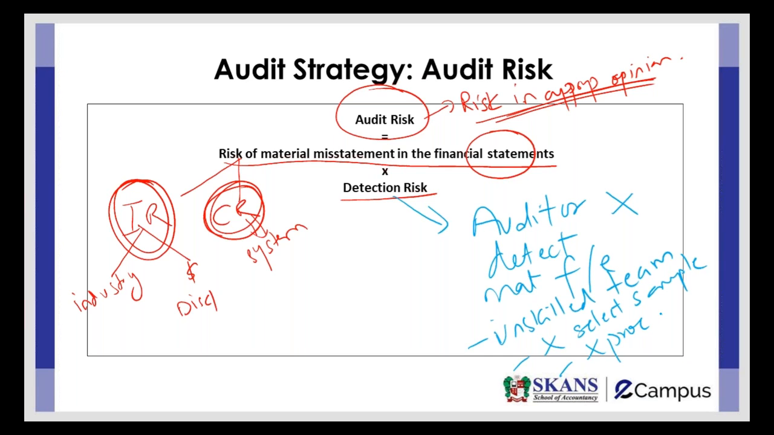So if I simplify this for you, audit risk is the risk that I might give an incorrect opinion. I could give an incorrect opinion because of inherent or control risk, or I could give an incorrect opinion due to detection risk. Inherent and control risk is called risk of material misstatement. This is not up to the auditor, it is just there. I could also give an incorrect opinion because of the chances that as an auditor, I might not be able to detect material fraud and error.